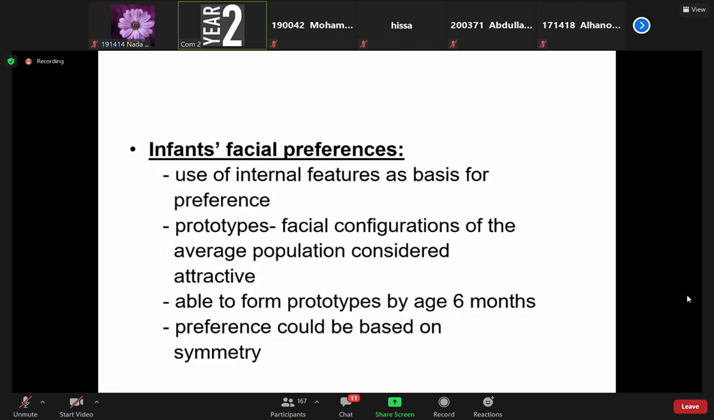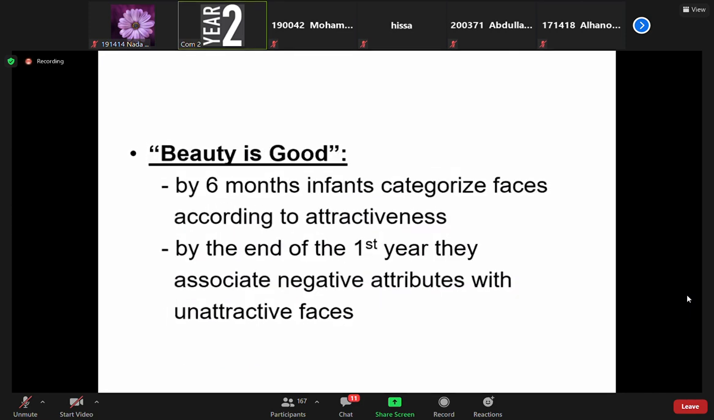They will use internal features as a basis for preference, so your eyes, nose, and mouth, okay? The average population becomes your prototype. So on average, Middle Eastern people have an average prototype, and likewise European, so you understand that, okay? Infants are able to form prototypes by age 6 months. So age 6 months is an important milestone. And then we said preference is based on symmetry.